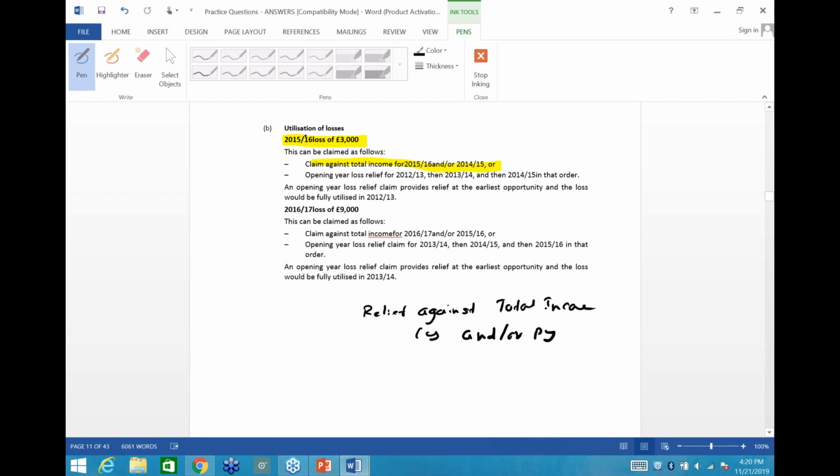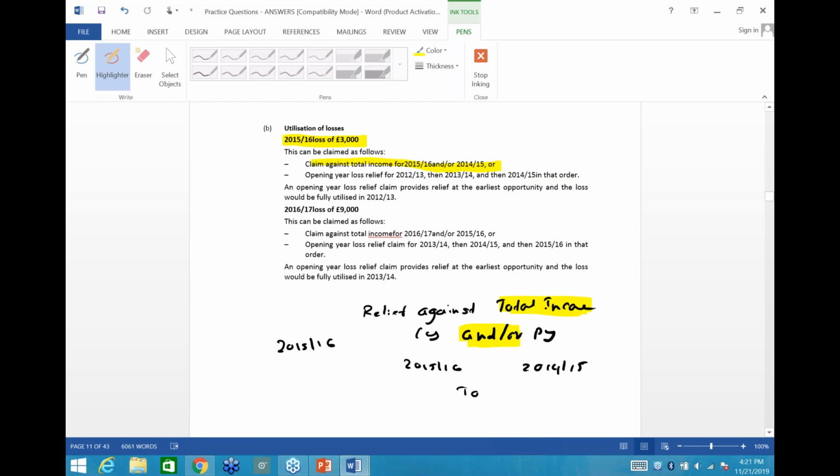Now the loss making year is 15-16. So the current year is 15-16. Previous year is 2014-15. So if you have a loss, you can set it off against the current year and or the previous year total income, against total income that I have mentioned. And very important, and or.